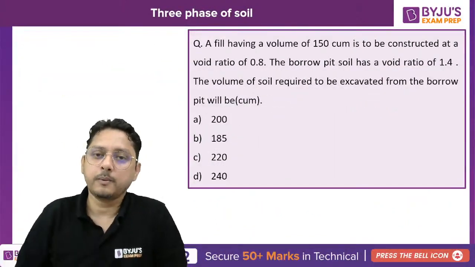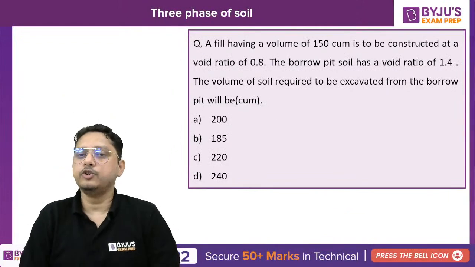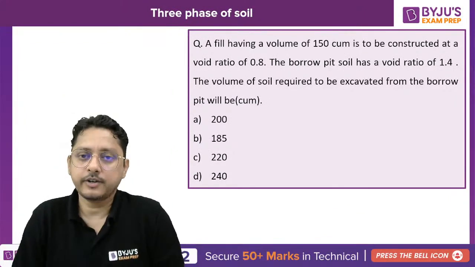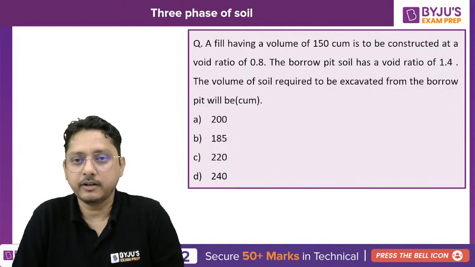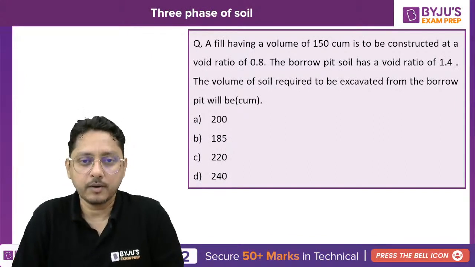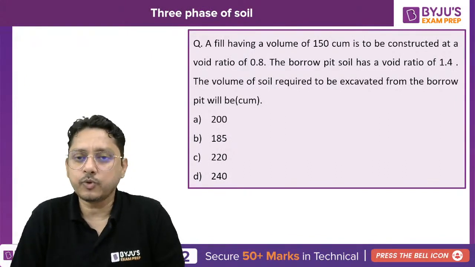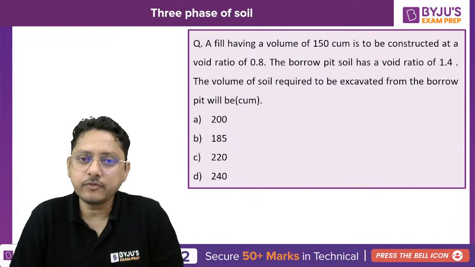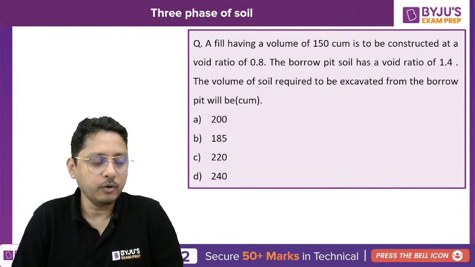Now solve this problem. A fill having a volume of 150 cubic meter is to be constructed at a void ratio of 0.8. The borrow pit soil has a void ratio of 1.4. The volume of soil required to be excavated from the borrow pit will be. How to solve this problem?